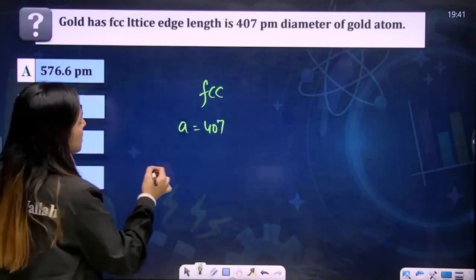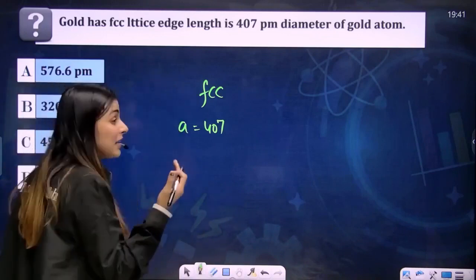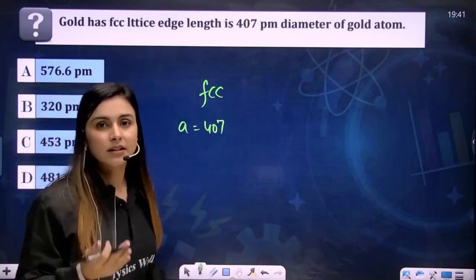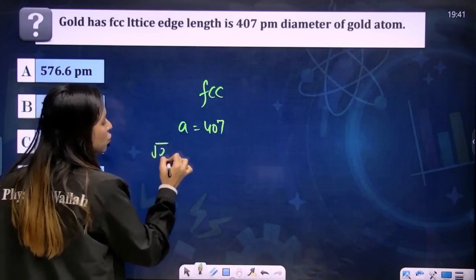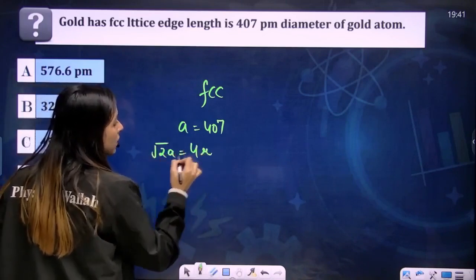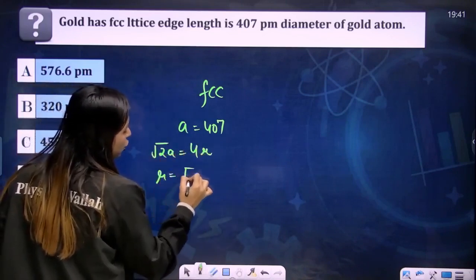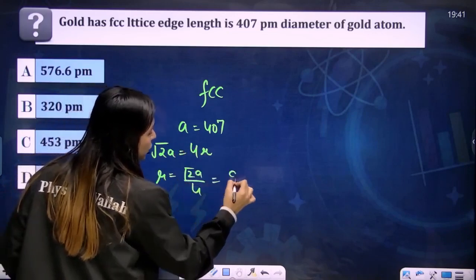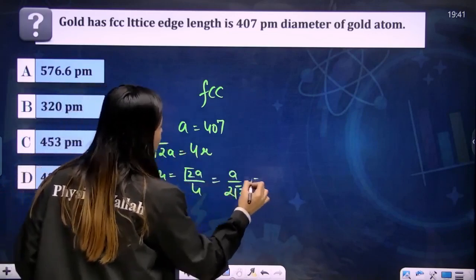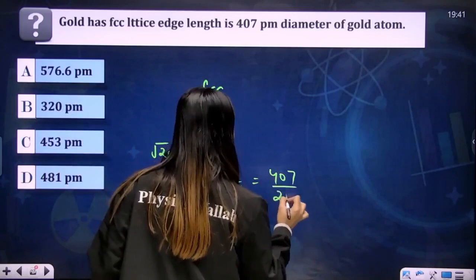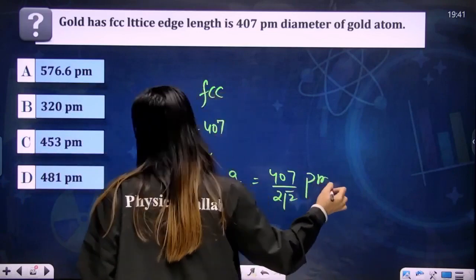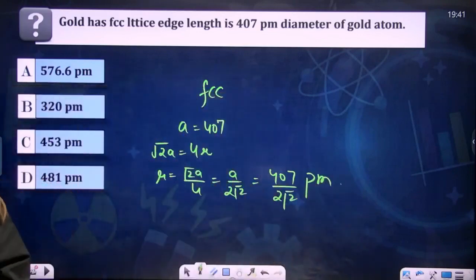Since it is FCC, you know that the atoms will touch along the face diagonal. Since it will touch along the face diagonal, root 2a will be equal to 4r. So r will be equal to root 2a upon 4, which is equal to a by 2 root 2, which is equal to 407 upon 2 root 2 picometer. You just have to solve this and you will get your answer.